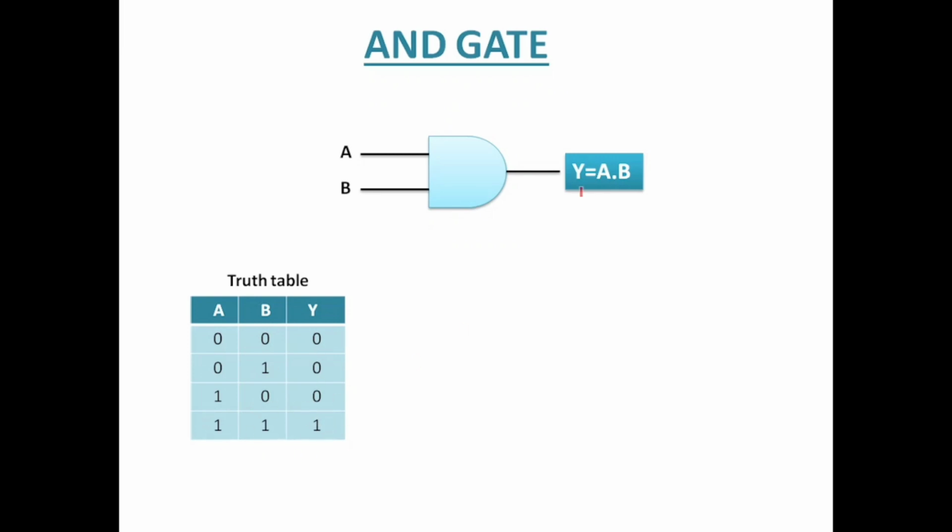We can also understand it in this way, that A and B means both A and B must be true to get the output as 1. Even if one input is 0, output will be 0 only.